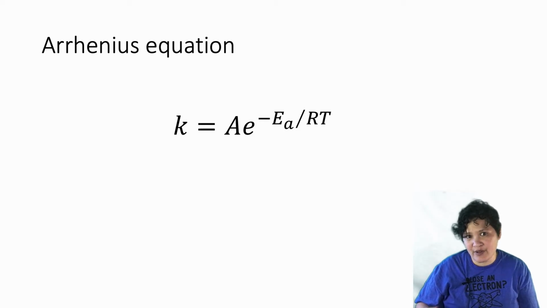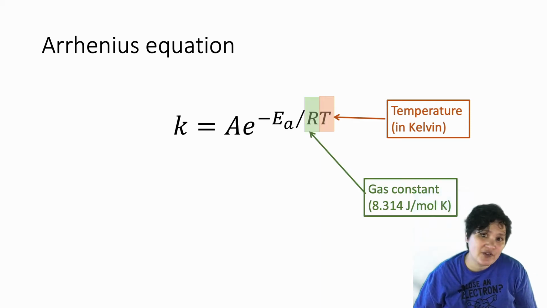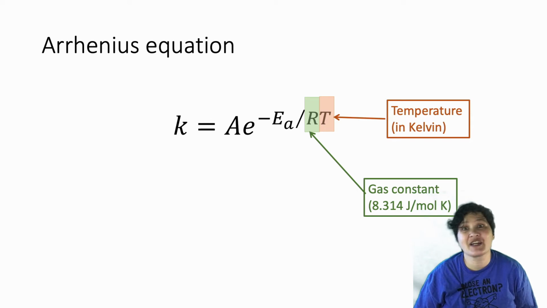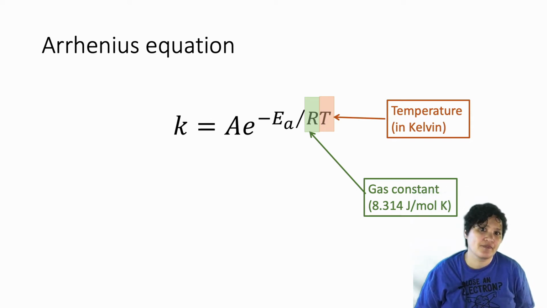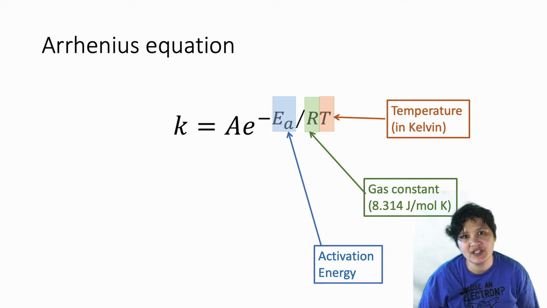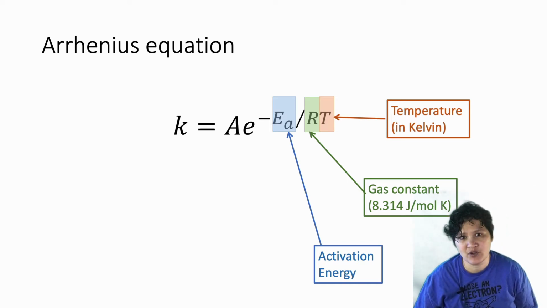And let's start off with the thing that's probably most familiar, which is the temperature in Kelvin. We also have the gas constant, and since we're talking about energies here, we'll use the value of 8.314 joules per mole Kelvin. So RT, you'll see those two factors together a lot in the next few weeks. Then what we have is the activation energy. We know that molecules need to collide with enough energy to overcome the activation energy, and the higher the temperature, the more likely that is to happen. So that's why the activation energy and the temperature are in the same term.